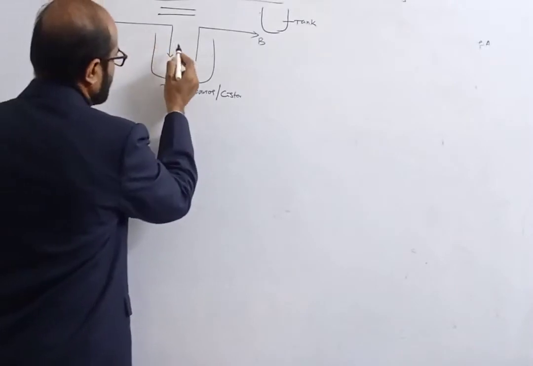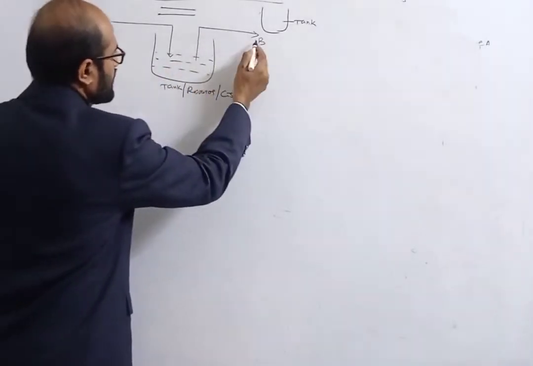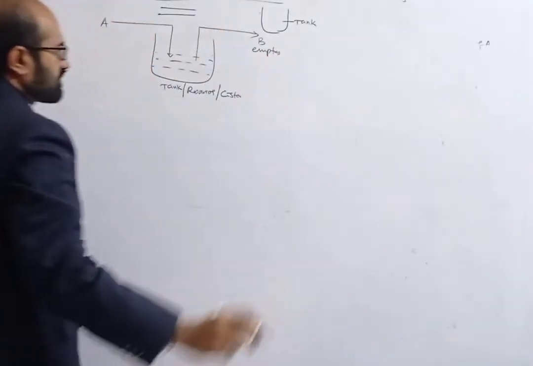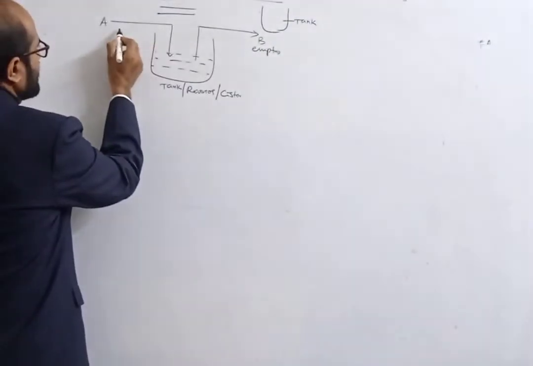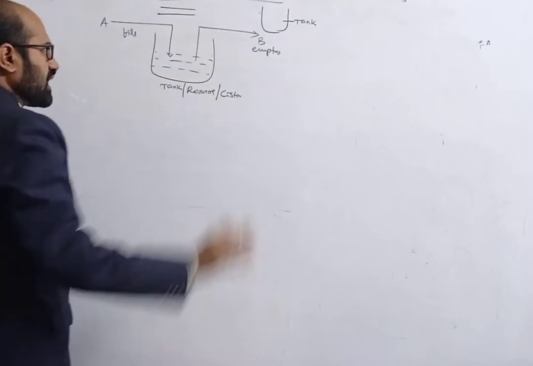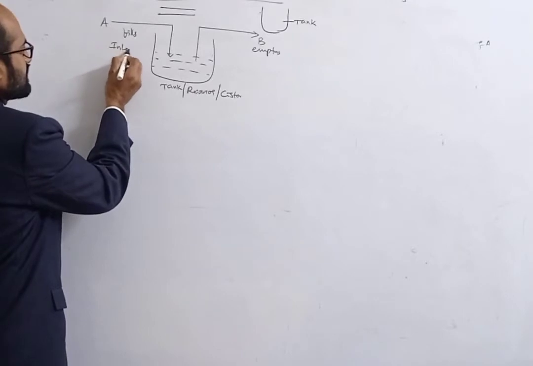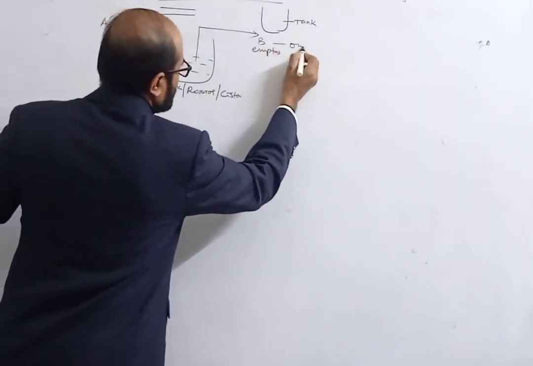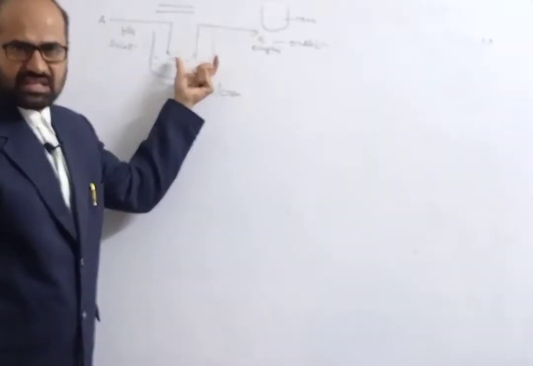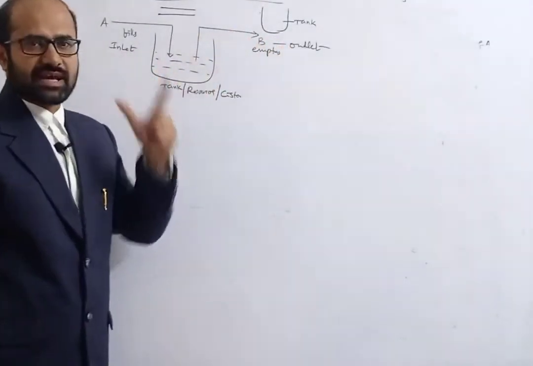Now this pipe A fills the tank with water, and pipe B empties the water from the tank. It means the A pipe fills the tank with water and B empties the tank. Then A is called inlet and B is called outlet, right? Inlet means a pipe which fills the tank. Outlet is a pipe which empties the tank.